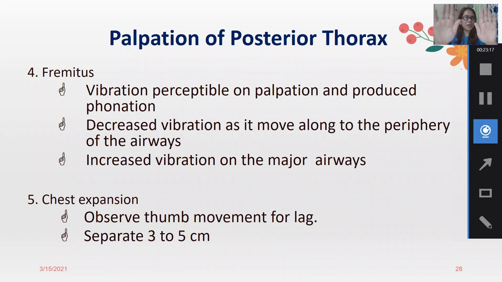You ask the client to say 99. So, same din, naka-posterior or nakatalikod si client, 99. So, ibig sabihin, yung vibration ng voice ng client, mas malakas doon sa major airways, doon sa bandang bronchotracheal, bronchovesicular. Pag nasa vesicular na siya, nasa periphery area na siya, humihina na yung vibration. So, ganun lang yon. And again, the chest expansion, sorry, is 3 to 5 cm, not inches, yung sa previous slides. So, it is 3 to 5 cm.